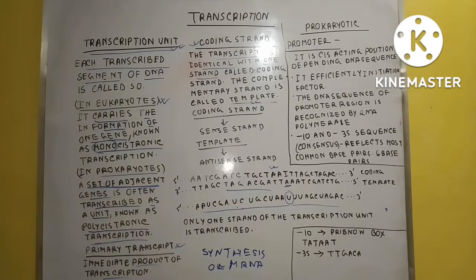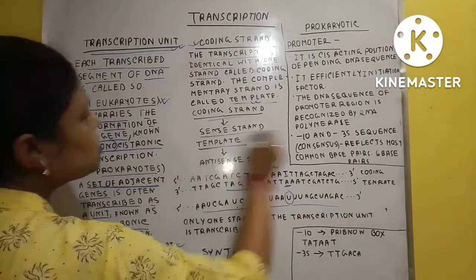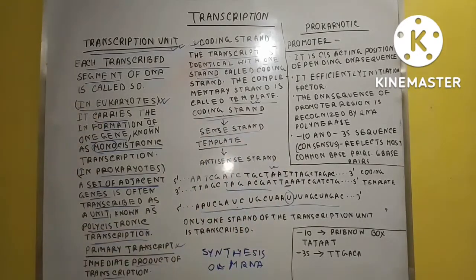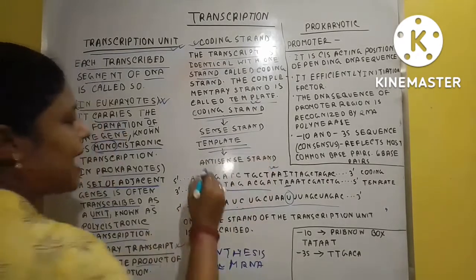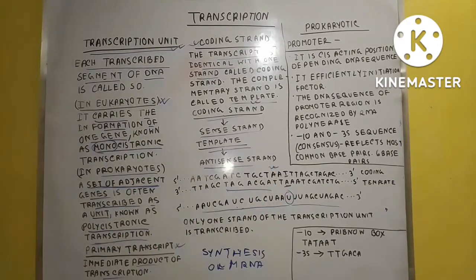So this is actually the strand which is known as the coding strand, and the other is called the template strand. You can say the coding strand is also the sense strand, and the template strand is also the antisense strand. Clear? Sense strand and antisense strand.